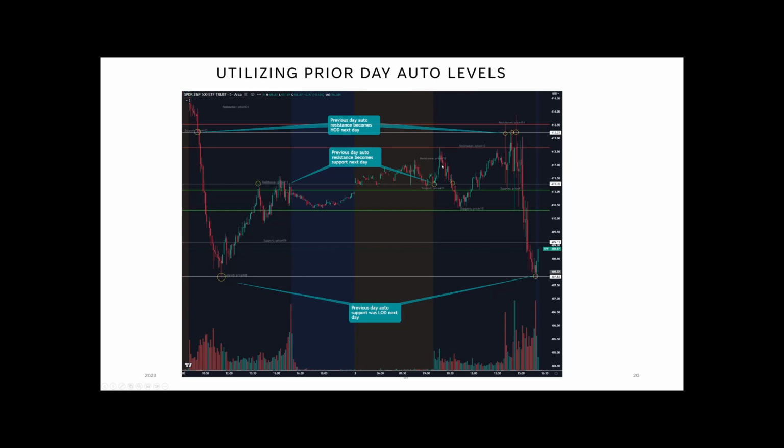So if we look at FOMC day, what happened, we opened at this support, we moved up to this resistance right here, we rejected, and then we came back down to the same support, which was formed from this cup and handle the prior day.